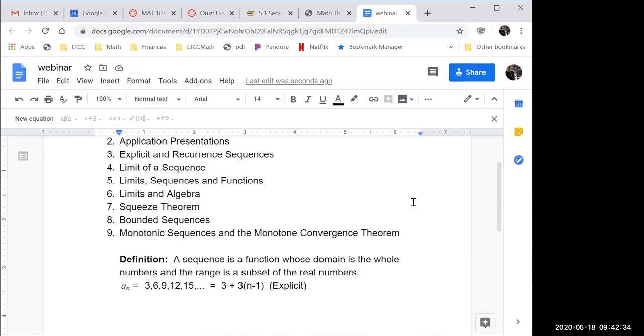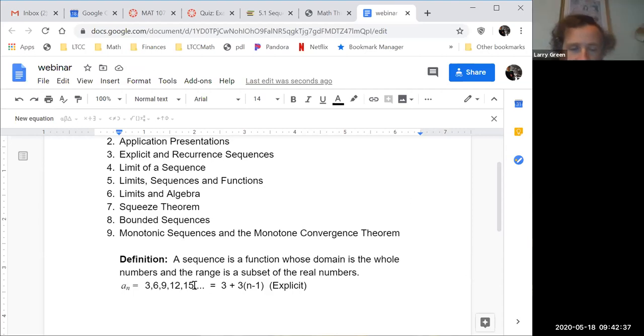What's nice about it is if I told you n is 100, then you could just do this, and you'd say 300 because you plug it in. So explicit is really nice. Sometimes you can't do explicit, but you do what you have to do.